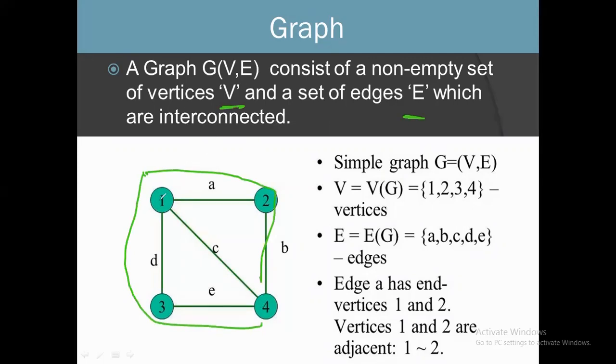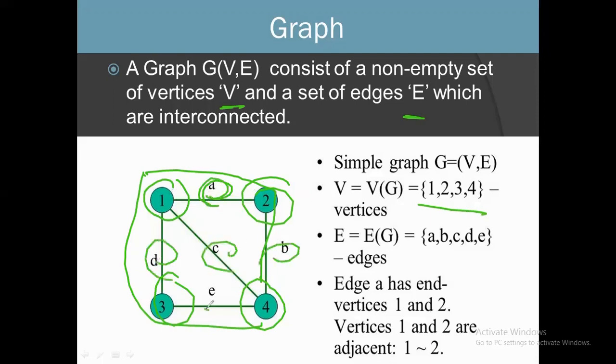Here 1, 2, 3, 4 are the vertices, and the links between the vertices, A, B, C, D, E, are the edges of the graph. This is about graph.